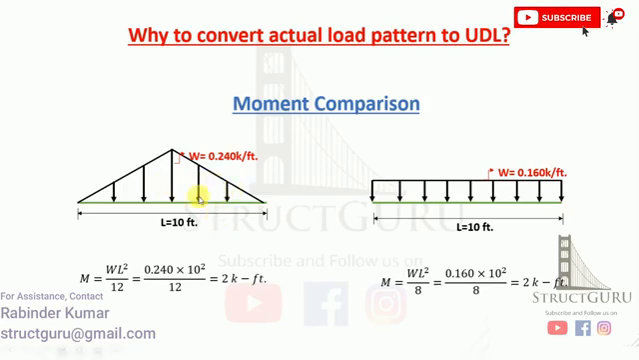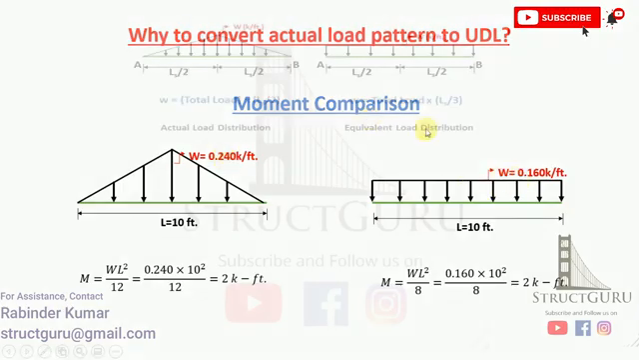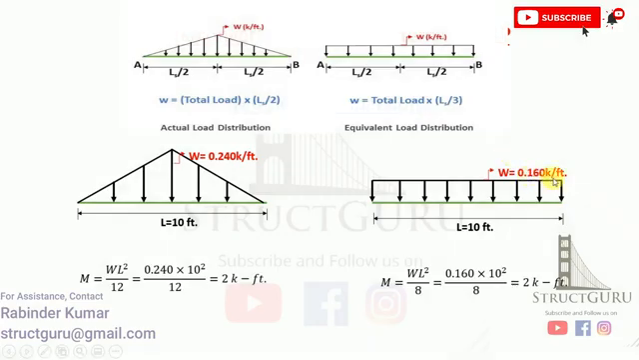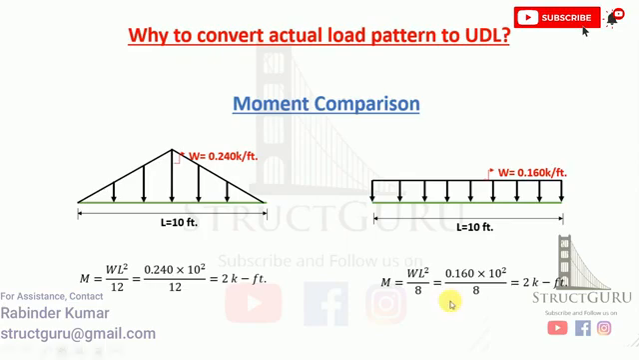Similarly, if you convert the actual distribution to a uniformly distributed load, the load will be 0.160 kip per foot with the equation which I have just shown you, and for this case the maximum moment can be calculated as WL squared by 8, and it will also give us the same magnitude of the moment. The analysis of uniformly distributed load is a bit easier than the analysis of triangular.